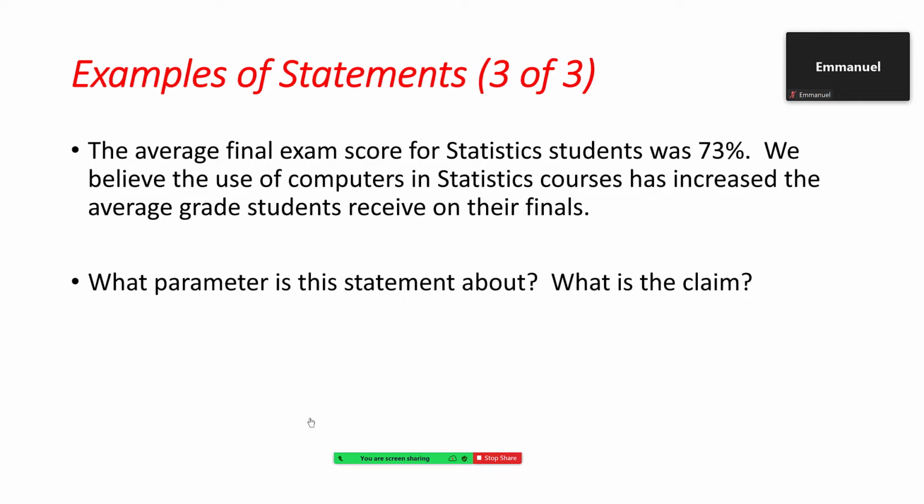It says the average final exam score, and it mentions an increase in the average. Average is another word for mean. So this is talking about the mean for statistics students on their final exam. The claim is that even though it used to be 73%, the use of computers has made it higher, so that the mean is now higher than 73%.